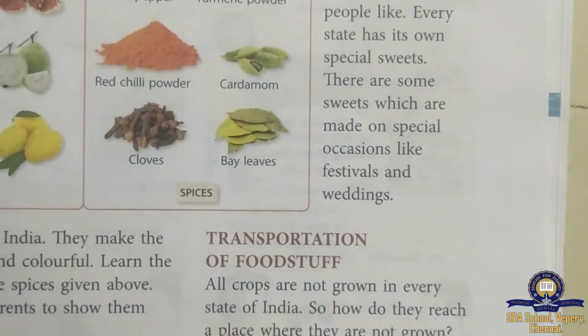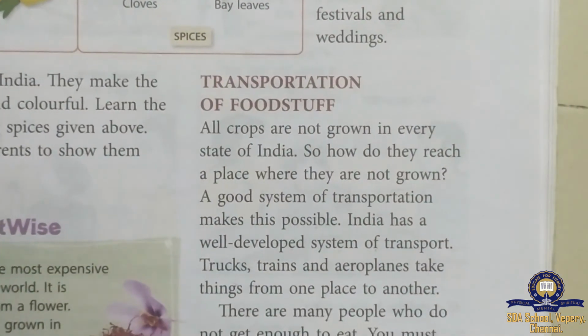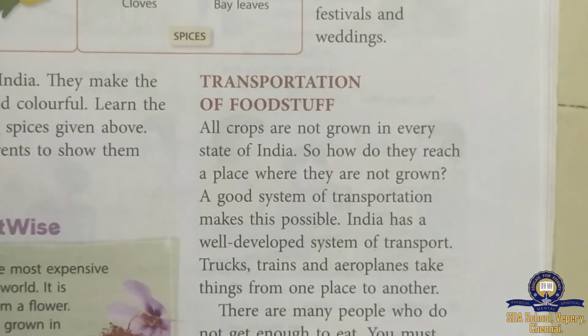Next we move on to transportation of foodstuff. All crops are not grown in every state of India. We have learned how all the food grains, pulses, vegetables and fruits depend on the climatic conditions. So they will not grow everywhere, and they have to reach different places.